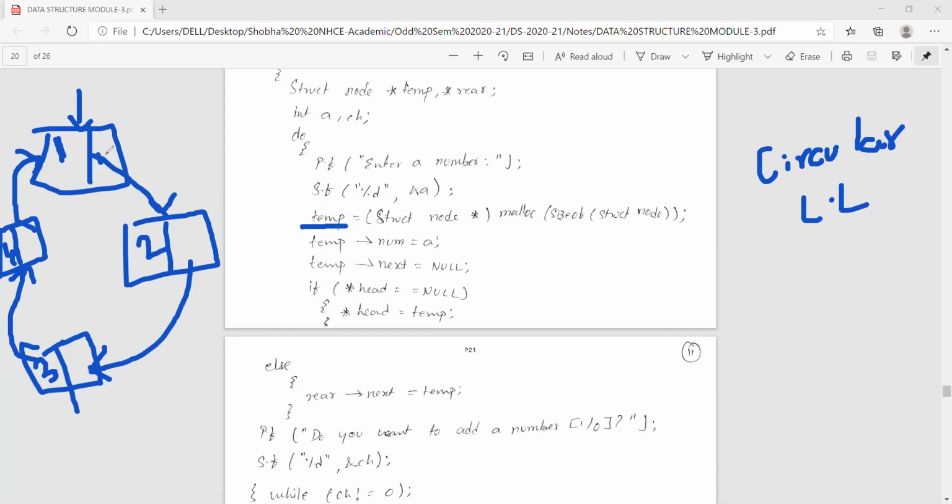Initially you will put null, and then this is your temp. While creation, this will be the process. And then what you are saying, if head is equal to null, means if it is the first node that you are adding into the linked list, then change this head temp to head. So this will be the starting node as of now. Else we will do later.